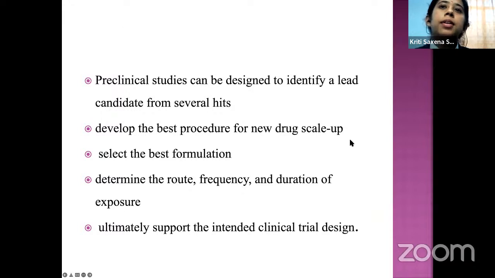Then only the review is done by the Central Drug Research and Evaluation Center. They review your protocol, and if they find it promising, then they continue the testing. Preclinical studies can be designed to identify a lead candidate from several hits.